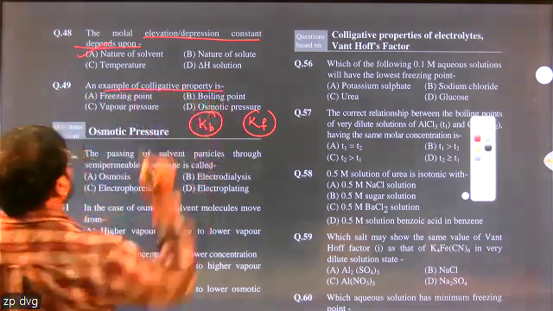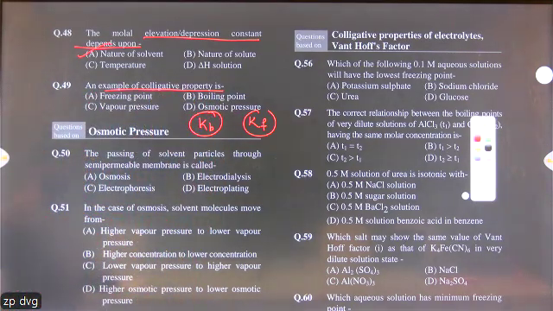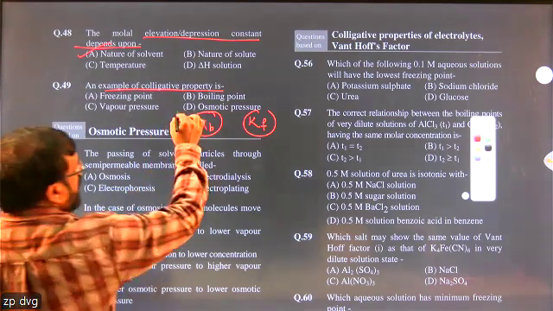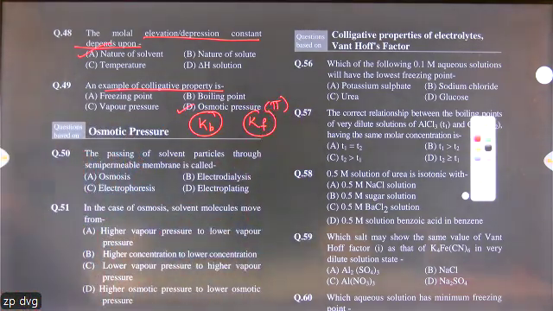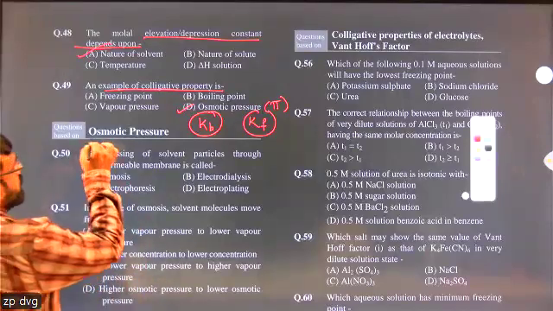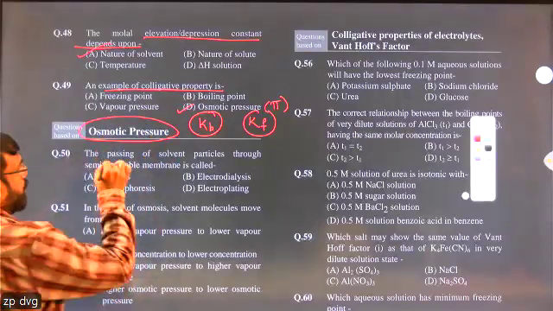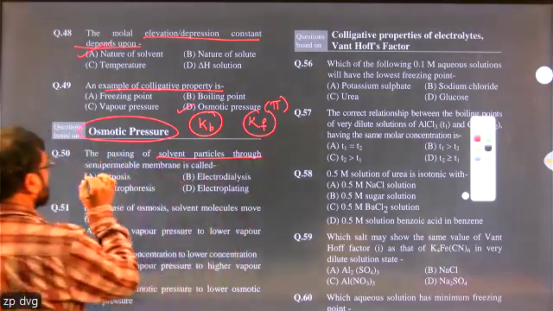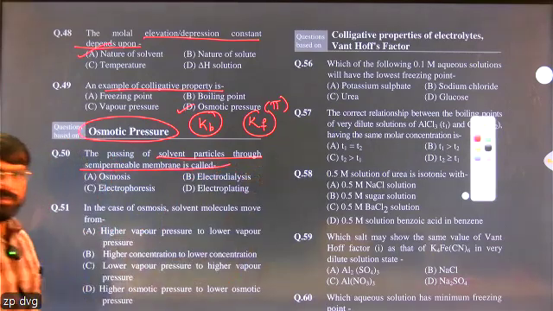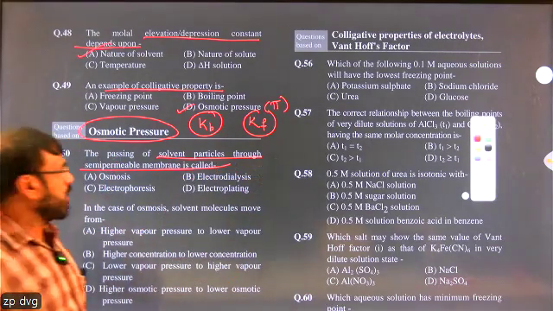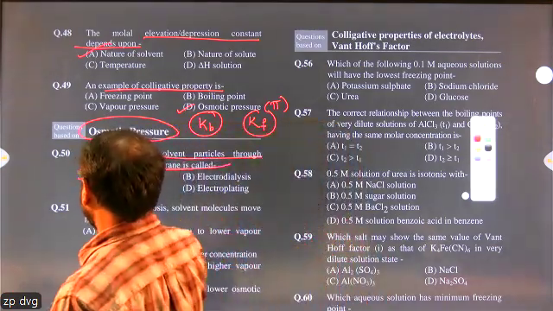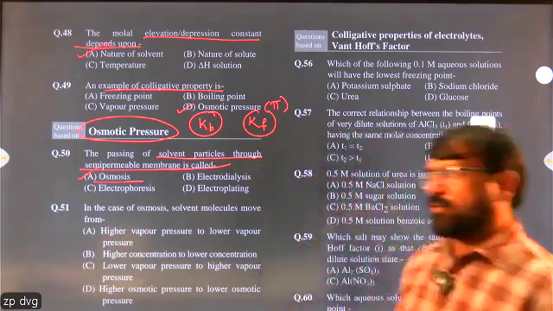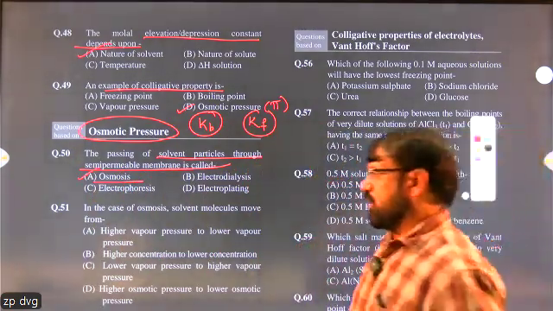An example for colligative property, question number 49: osmotic pressure is an example of a colligative property. Question number 50, related to osmotic pressure: the passing of solvent particles through a semi-permeable membrane is called osmosis. For question 50, osmosis is the correct answer.